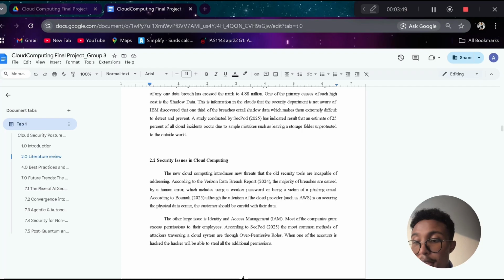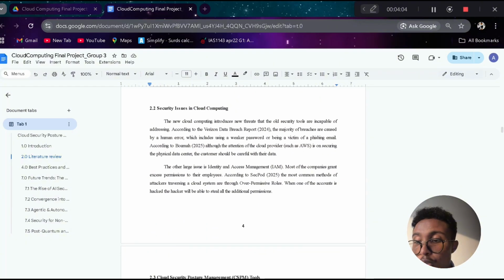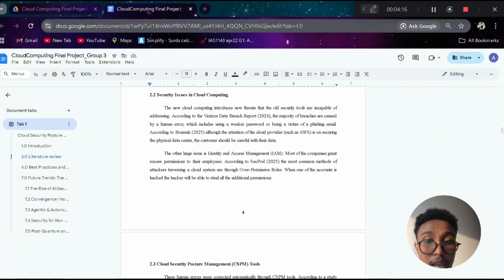Another important issue discussed in the literature is human error. Many breaches happen because of weak passwords, phishing attacks, or giving users too much access. Because of these problems, researchers recommend using CSPM tools. Studies show that CSPM can reduce cloud security accidents by more than half.